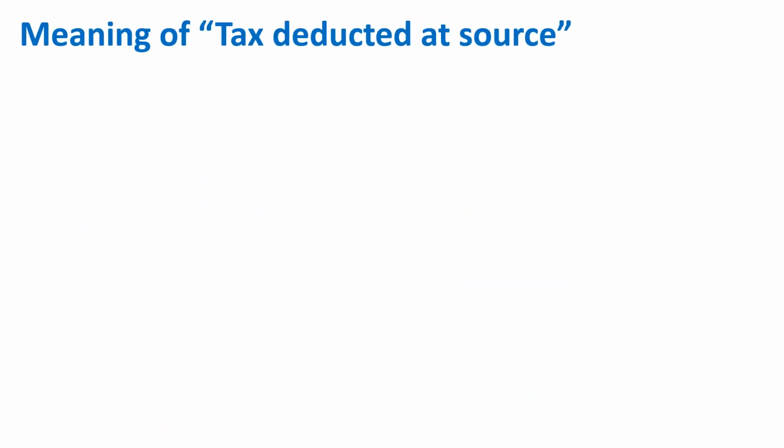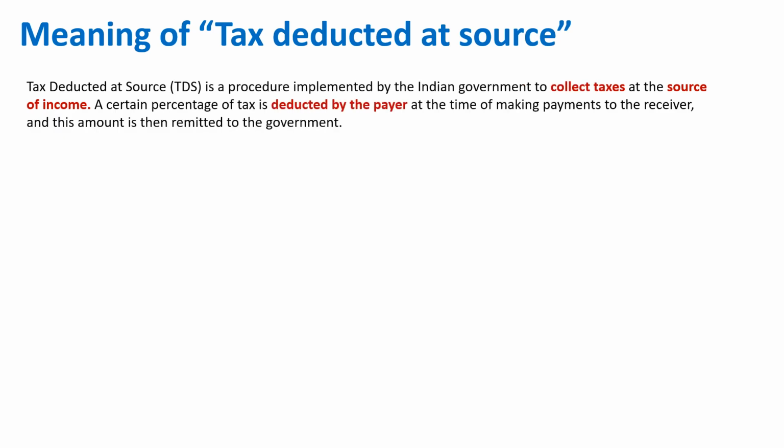Let's try to understand what is the meaning of tax deducted at source. Tax deducted at source is a procedure implemented by the Indian government to collect taxes at the source of income. Here you have to be very clear. The tax is deducted or collected at the source of income, right? A certain percentage of tax is deducted by the payer at the time of making payment to the receiver, and this amount is then remitted to the government. Clear? So what I'll do, I'll show you the flow, how it actually works, so you will understand.